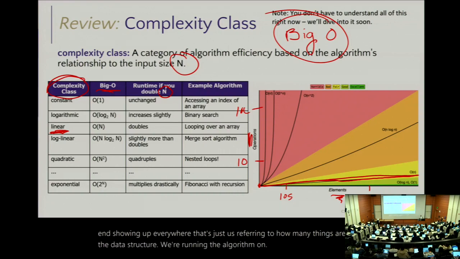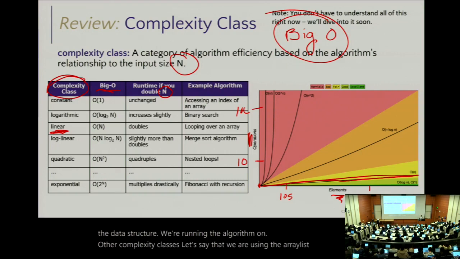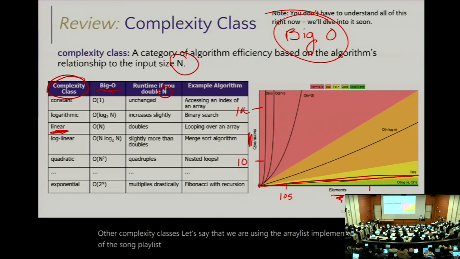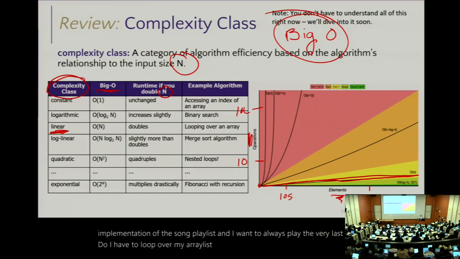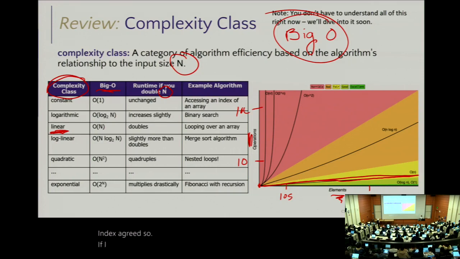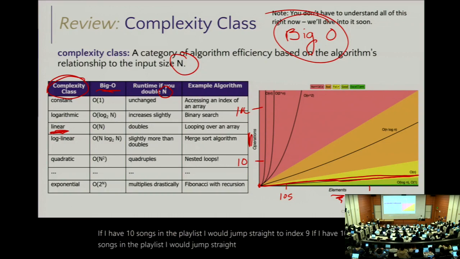Other complexity classes. Let's say that we're using the array list implementation of the song playlist, and I want to always play the very last song. Do I have to loop over my array list to get to the very last song, or do I have an index that I can jump directly into? Index. Agreed. So if I have 10 songs in the playlist, I would jump straight to index 9. If I have 100 songs in the playlist, I would jump straight to index 99.